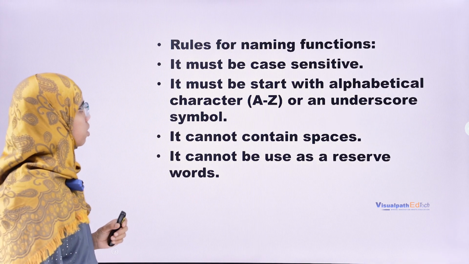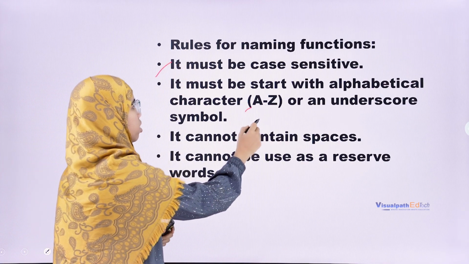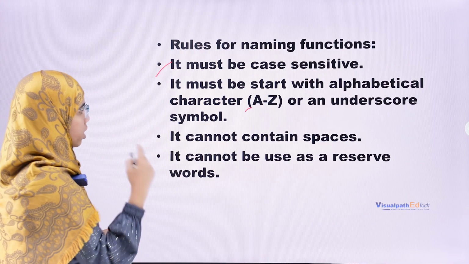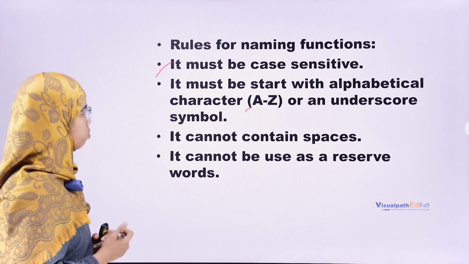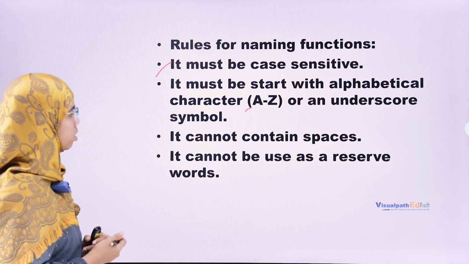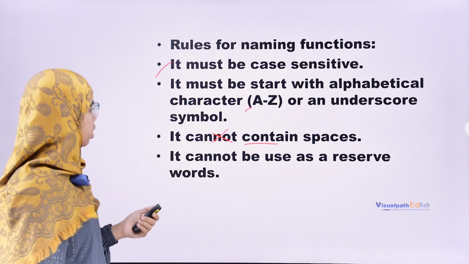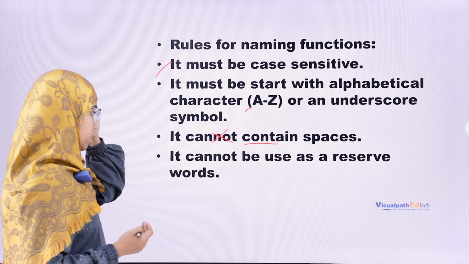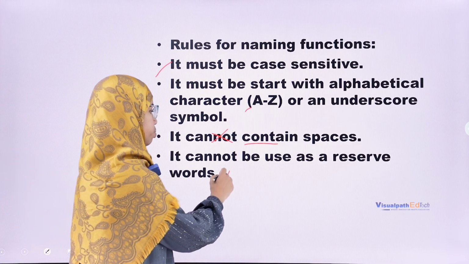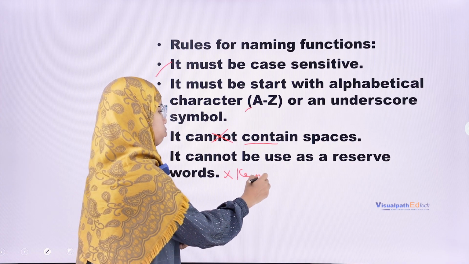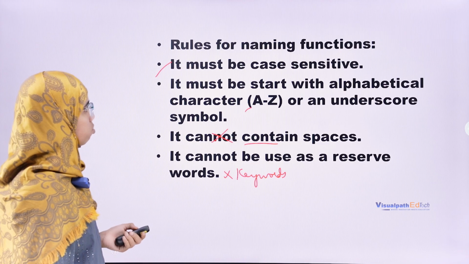So, rules for naming the functions: again it must be case sensitive. It will use alphabetical letters from A to Z, both capital and small letters, and an underscore must be used instead of spaces. Spaces cannot be used here, no spaces are allowed, and you cannot use a reserved word. Keywords cannot be used as function names. So these are the rules that we need to remember for naming functions.